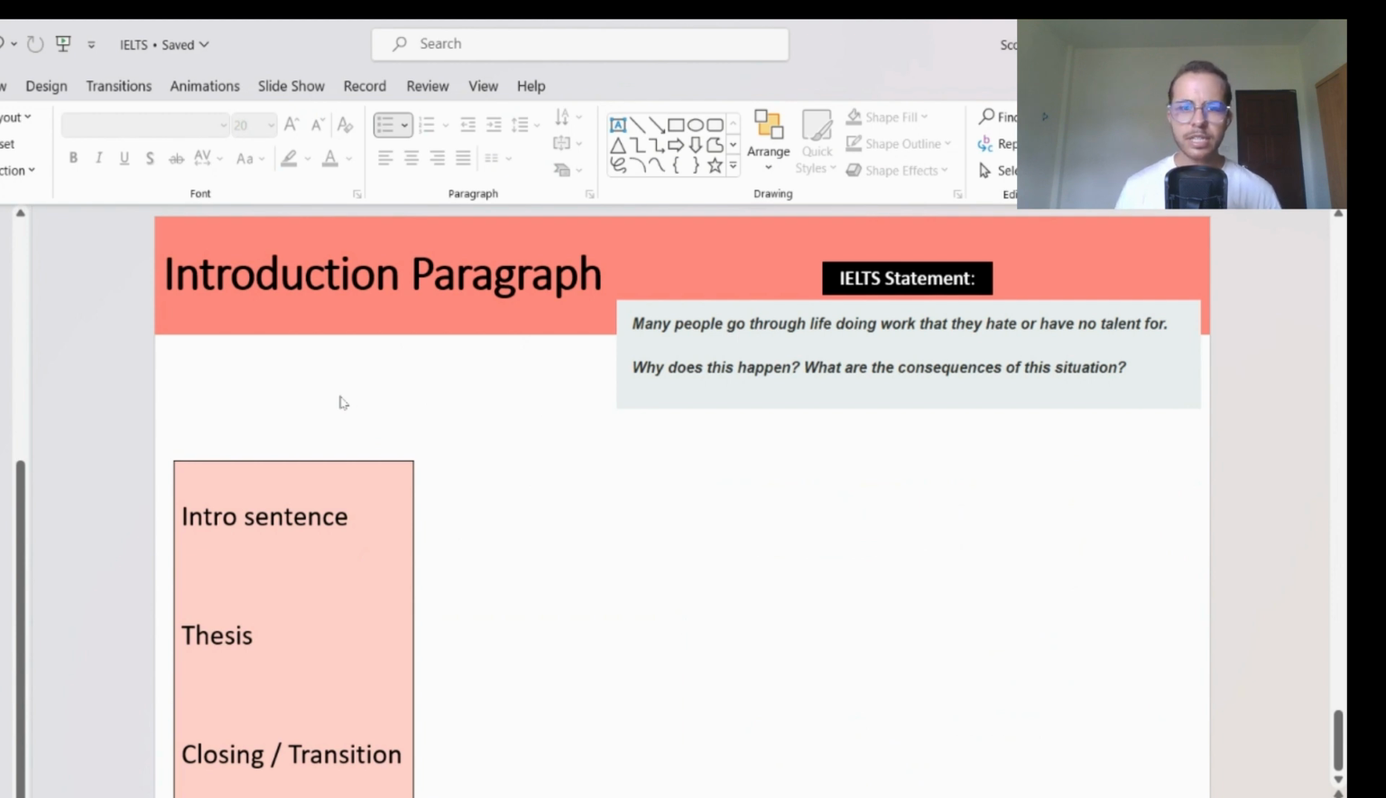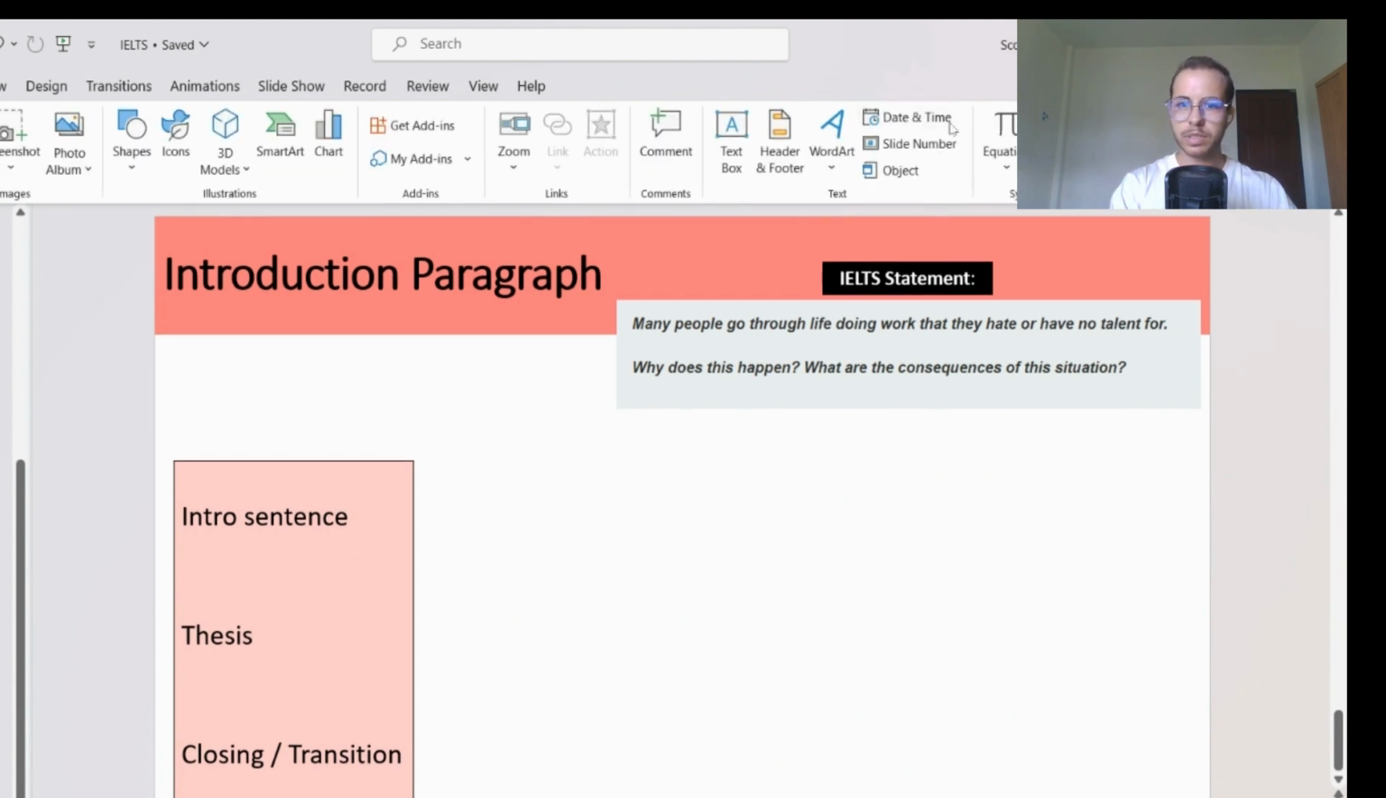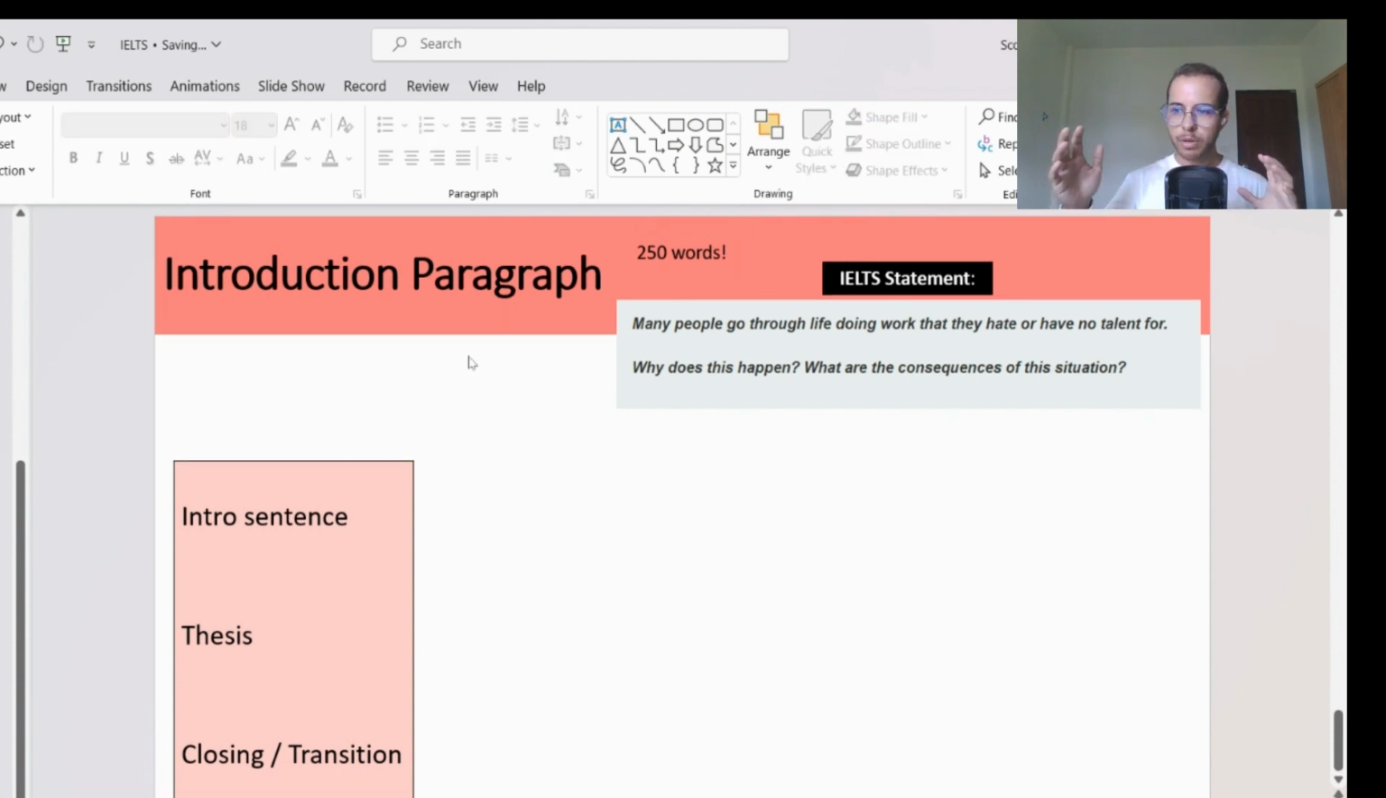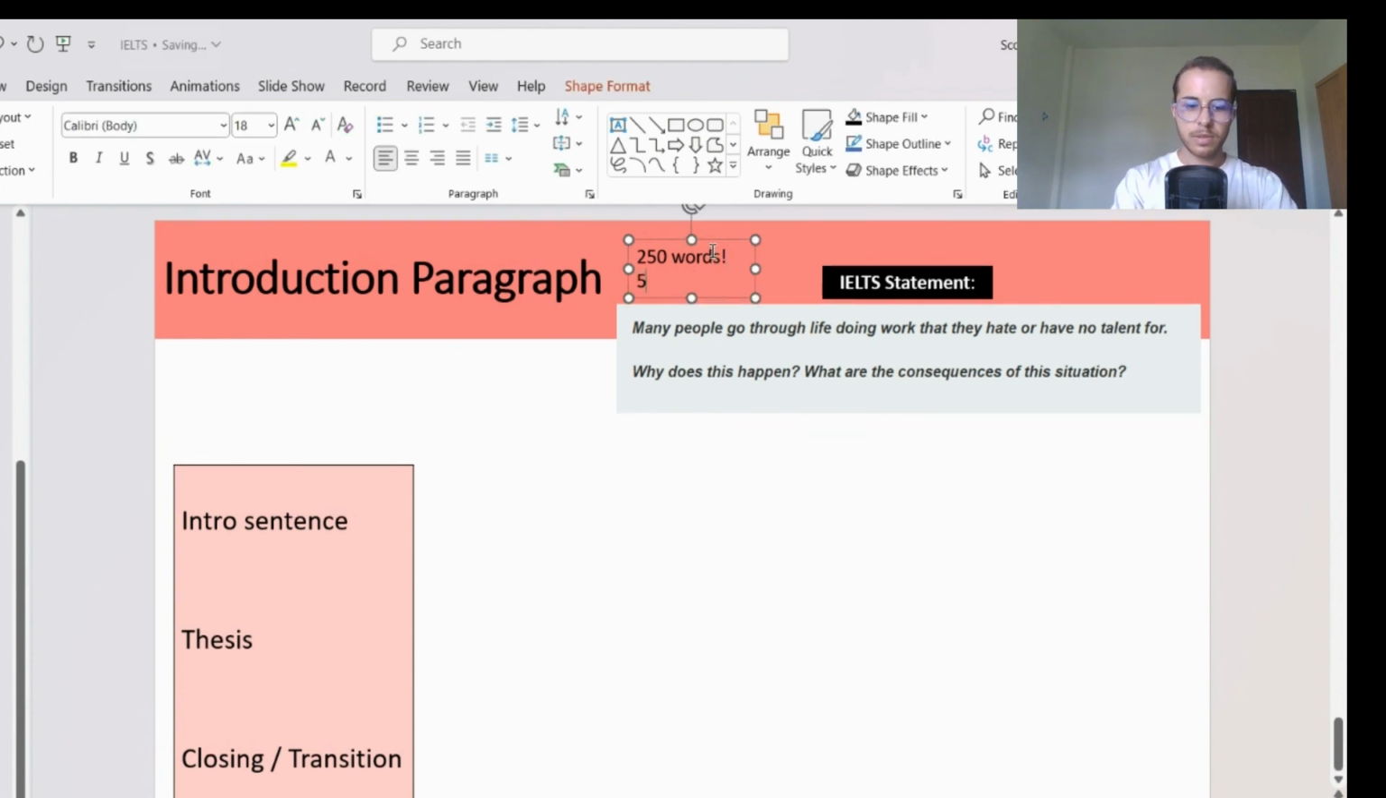Okay, we're looking at our introduction paragraph. Remember, you only have enough space or enough time for about 250 words. Let's put that in there. We're looking at 250 words in total. You can go over a little bit, but you want to stay in 250 words. So the introduction paragraph may only be 50 words. We have 50 words for intro.